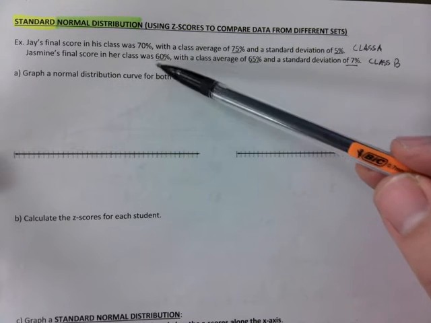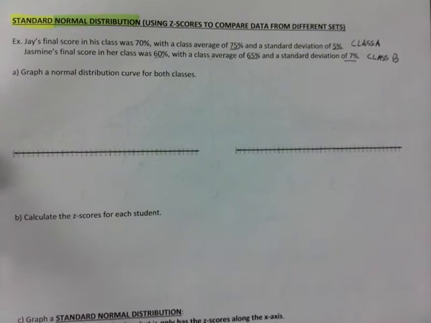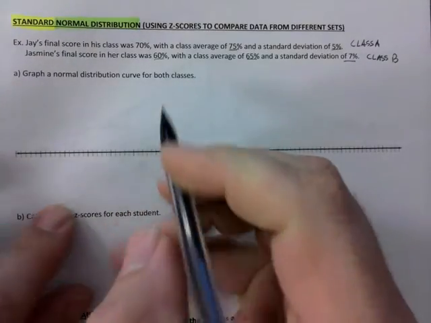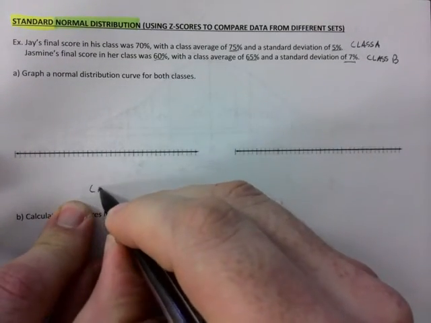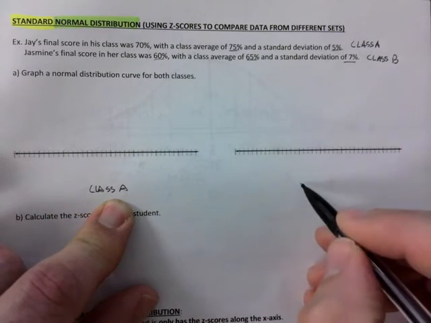But it's not quite that simple because you're talking to different teachers, different circumstances. Might be that one teacher is a bit tougher on students than others, and the grading is different. So this is how you bring everything together and make a fair comparison. Graph a normal distribution for both classes. So we're going to go class A, and this is going to be class B.